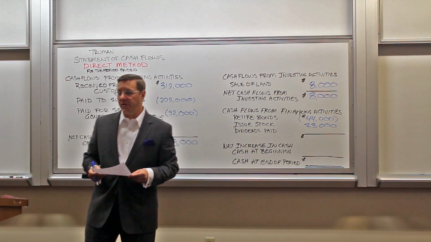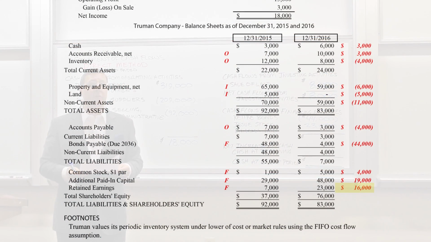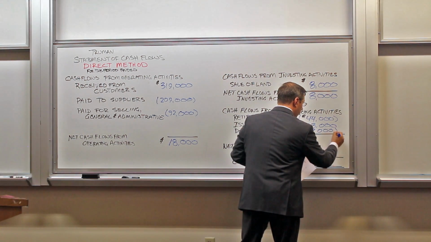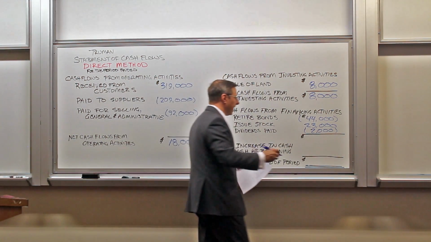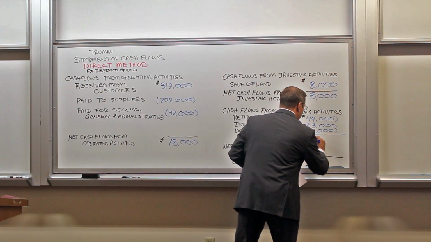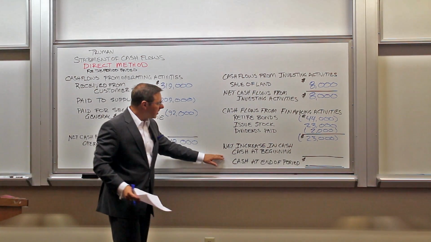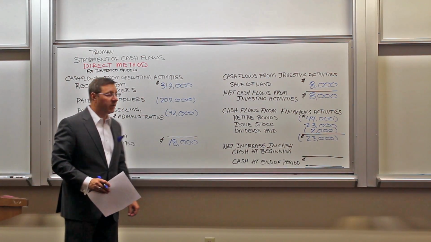Last, we look at the change in the retained earnings. Adding the retained earnings to the previous year, noting that there's a slight difference, and that difference was a cash dividend that was paid, $2,000. The net change in our cash flows from financing activities was a cash outflow of $23,000.